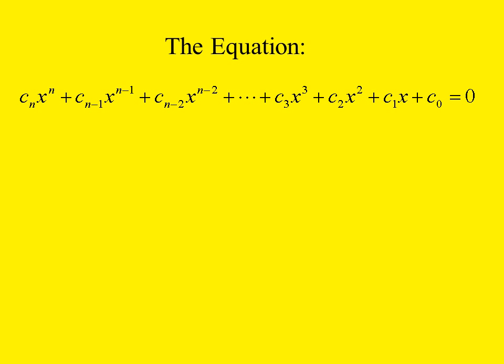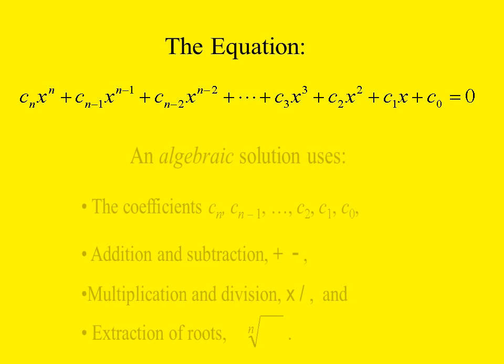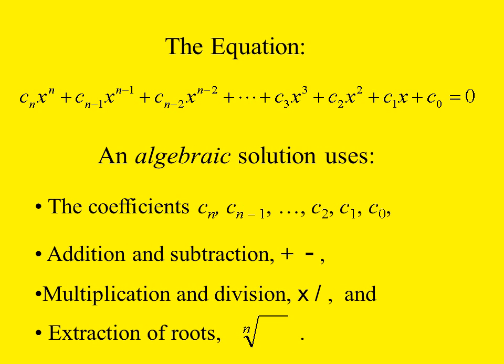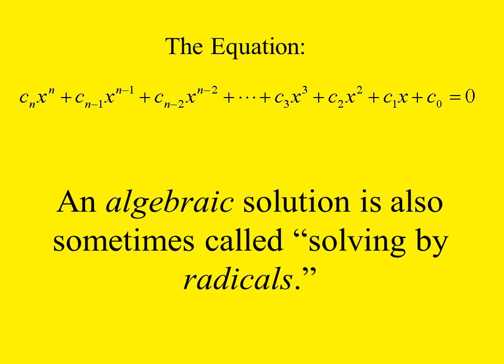In modern notation, this presentation is about expressing the solutions of this polynomial equation in an algebraic way. That is, what does x equal? Express the answer as a combination of the coefficients using the operations of addition, subtraction, multiplication, division, and extraction of roots. An algebraic solution is also sometimes called solving by radicals.